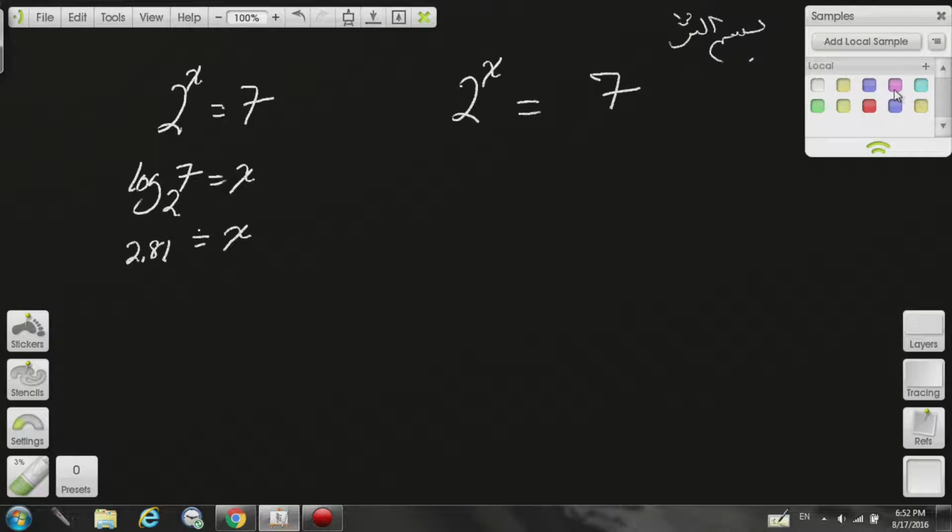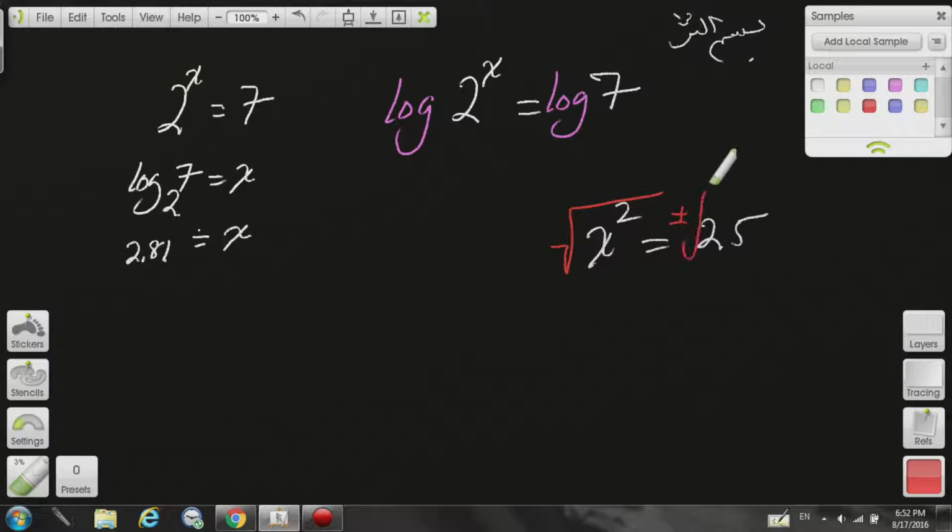What you do is you take log of both sides. You take log of this, and you take log of that. So it's kind of like x squared equals 25, right? Then you can take the square root of both sides like this, right? It's very similar to that.